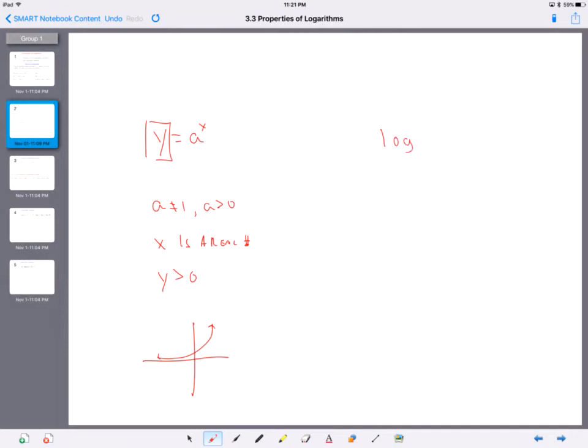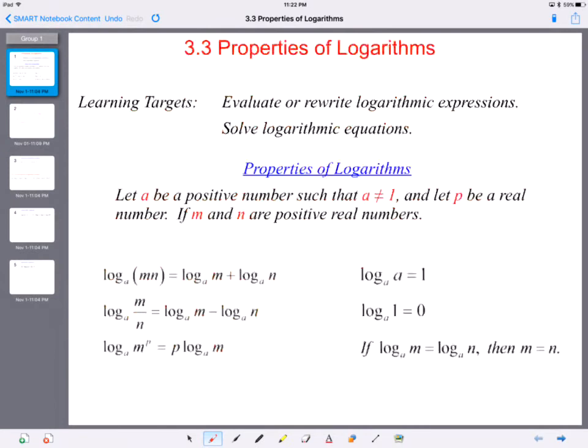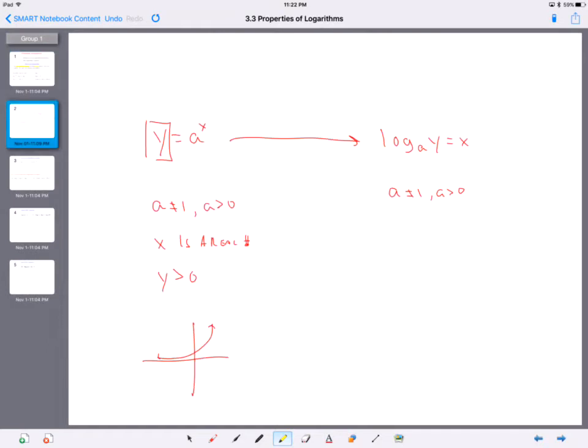Okay, so now what happens when we look at a logarithm? Well, I'm going to rewrite this as a logarithm. So this would be log base a of y equals x. And so now that a value is the base of the logarithm. So it still is true that a cannot equal 1 and a must be greater than 0. And that's what that first statement says. It says a is greater than 0. It's a positive number, and it cannot equal 1.